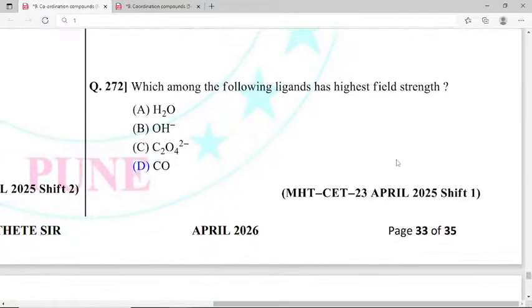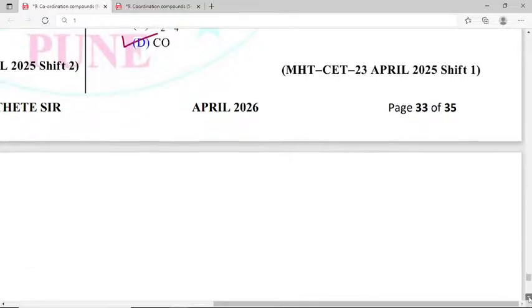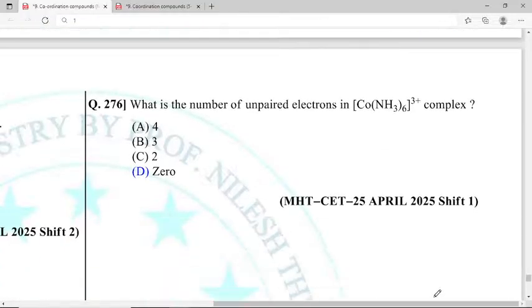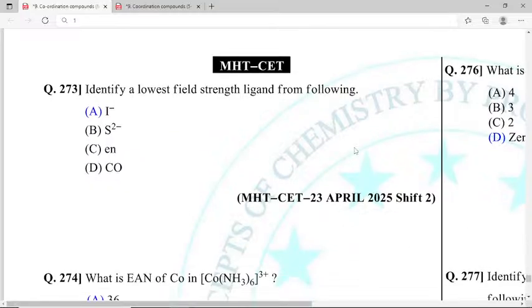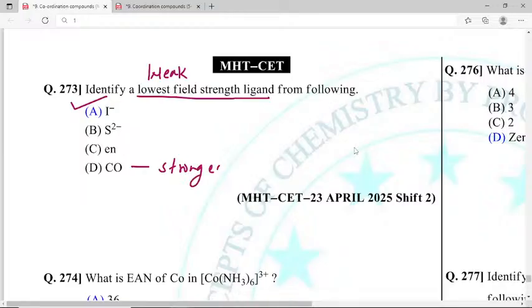Which among the following ligands has the highest field strength? Highest field strength means strong field ligand. Carbon monoxide is a strong field ligand. Carbonyl stands for carbon monoxide, a strong field ligand. Always remember. Identify the lowest field strength ligand. Lowest field means weak field ligand. I minus is the weak field. Carbon monoxide is the strongest field ligand.